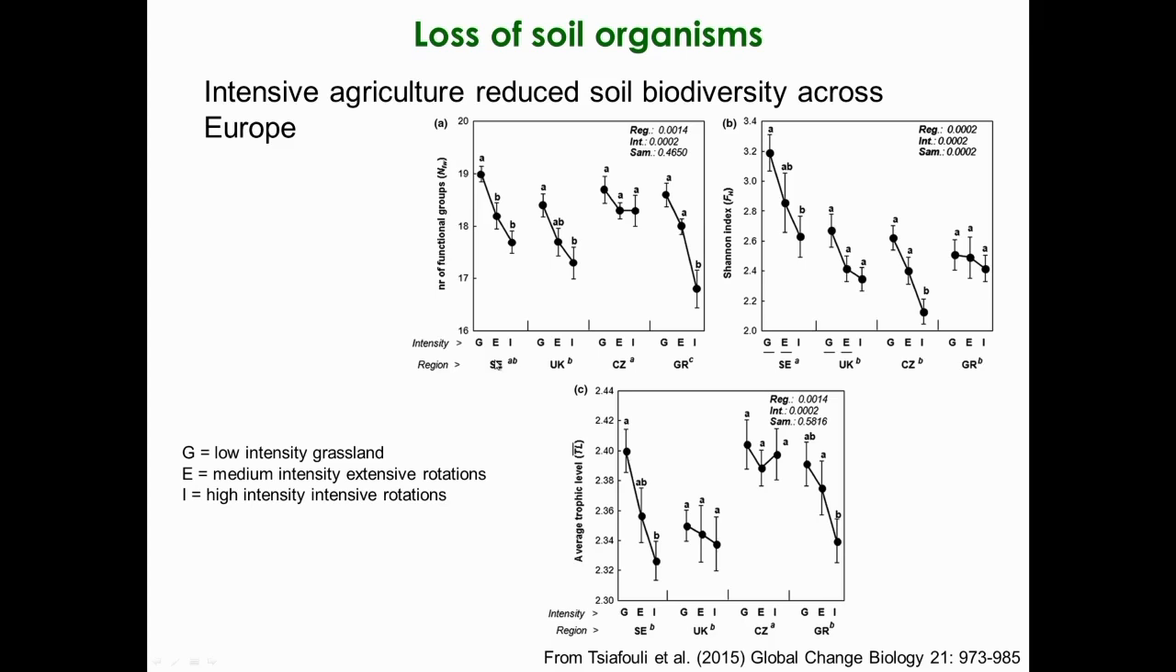So these graphs show just 3 different measures of soil biodiversity. You don't need to necessarily worry about exactly what these measures are, but what these graphs are showing for 4 different regions within Europe, at different levels of intensity of agriculture, is a significant decline in the abundance of these soil microorganisms, going from more low intensity agriculture, these low intensity grasslands, to the more highly intensively managed intensive rotation fields. We're seeing substantial declines in the amount of soil biodiversity present at these sites.